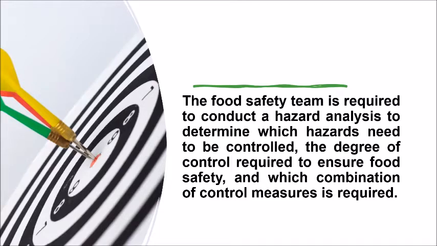The food safety team is required to conduct a hazard analysis to determine which hazards need to be controlled, the degree of control required to ensure food safety, and which combination of control measures is required. So basically, we are going to see hazard analysis in short, how it needs to be looked upon, and what kind of control measures one has to put in place, maybe more than one. It could be a combination of more than one that could be required at any stage.